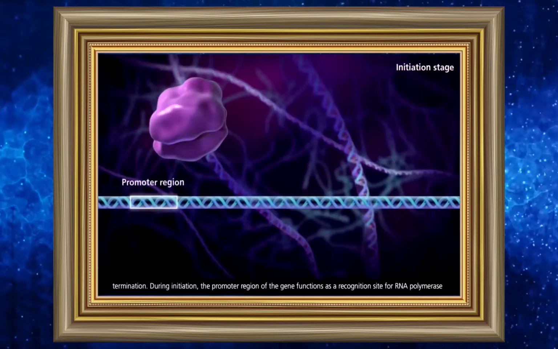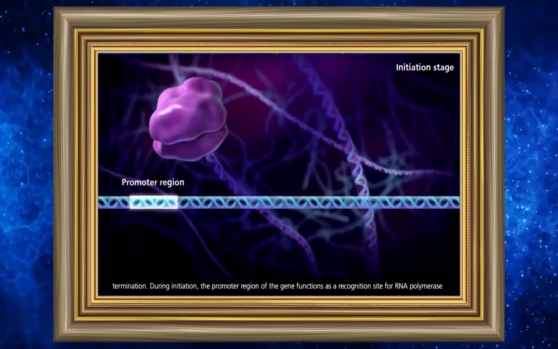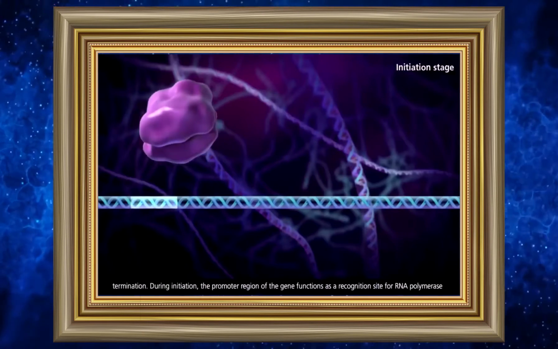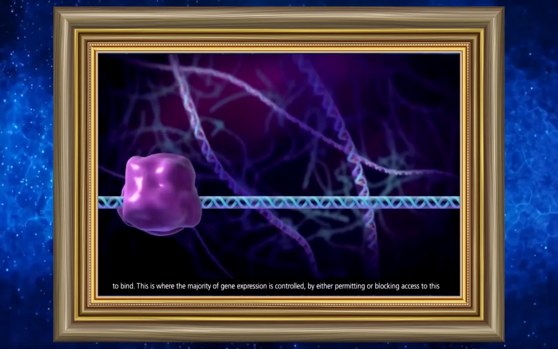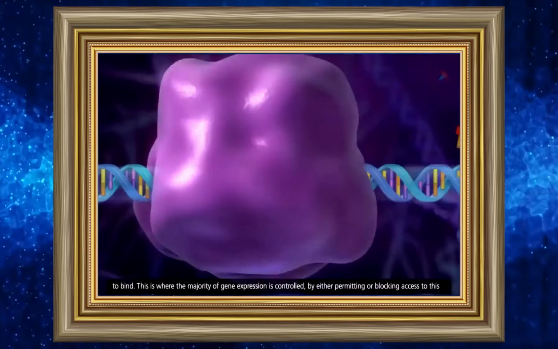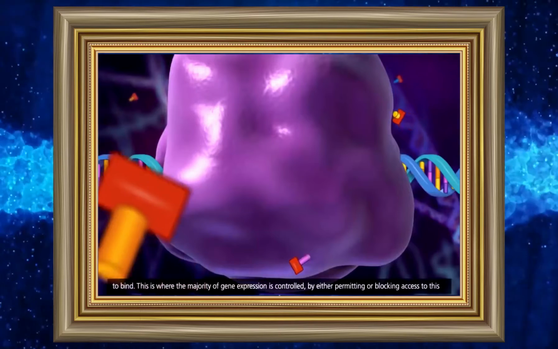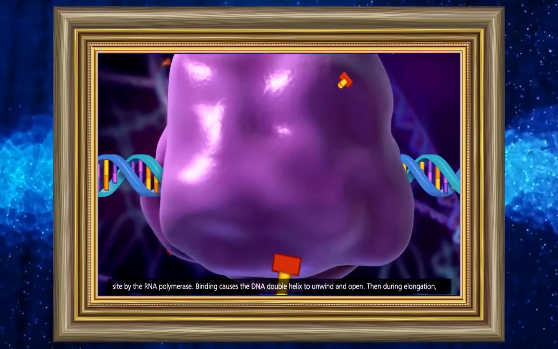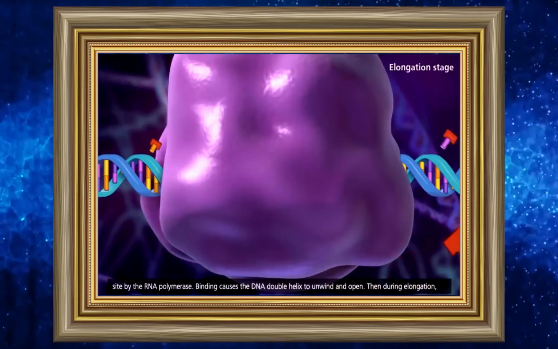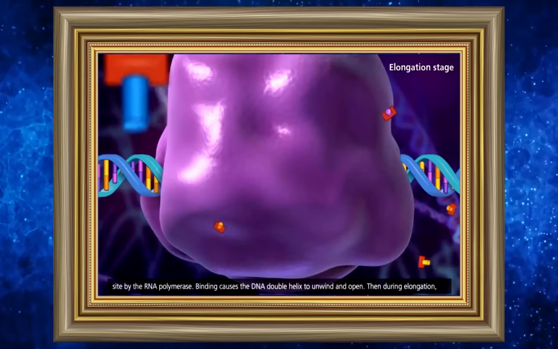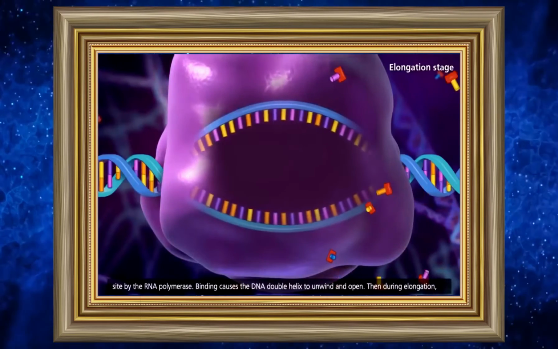During initiation, the promoter region of the gene functions as a recognition site for RNA polymerase to bind. This is where the majority of gene expression is controlled, by either permitting or blocking access to this site by the RNA polymerase. Binding causes the DNA double helix to unwind and open.